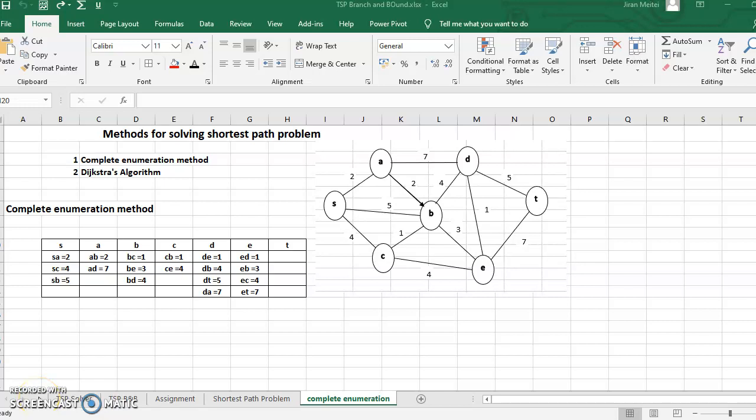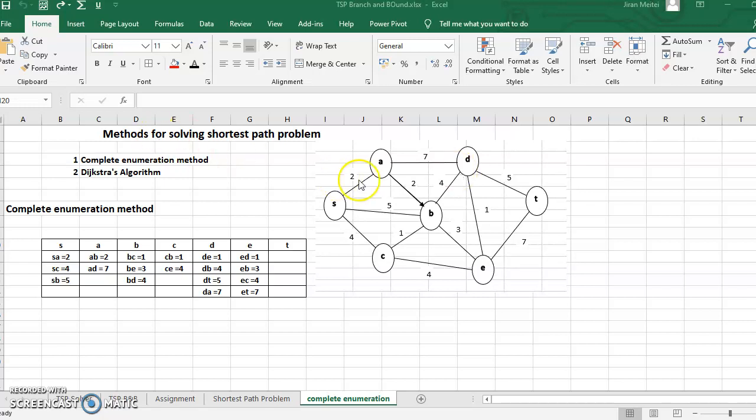Today we're going to learn how to use complete enumeration method and Dijkstra's algorithm to find out the shortest path problem to a given network. For this we consider the same network which we had seen in the formulation of the shortest path problem in the form of linear integer programming problem. This is the network that I have. In this network I have a total of 7 vertices and 12 connections.